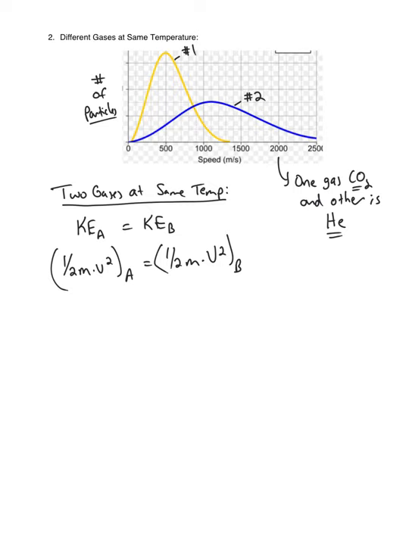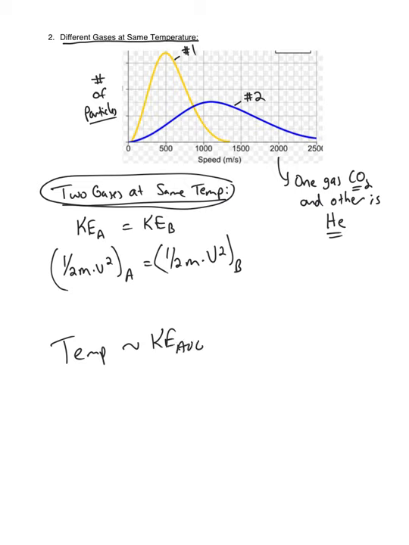Another application of this is looking at two different gases but at the same temperature. Again, from the last lecture, the temperature of a gas is directly correlated to the average kinetic energy of the gas. So if you have two gases at the same temperature, they have the same kinetic energy. Are the molecules moving at the same rate of speed? Well, the equation for kinetic energy is 1/2 mass times velocity squared.